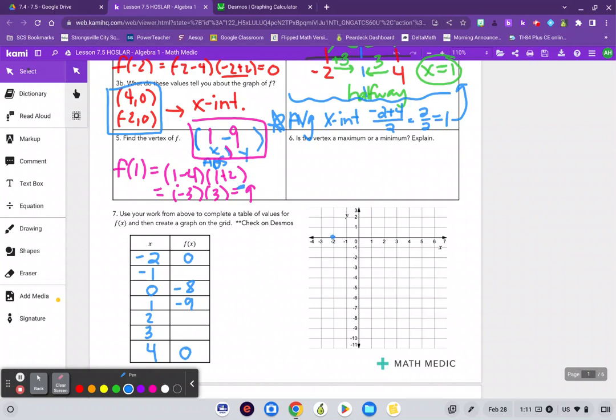I know -2, 0 is the x-intercept. 0, -8 is the y-intercept. 1, -9, that makes sense, is the vertex. 4, 0. Okay. If I draw in that axis of symmetry, I can plot one more guaranteed point, right? If the y-intercept is 1 away on the left of the axis of symmetry, I can plot a point 1 away on the right, and I can go ahead and connect that.